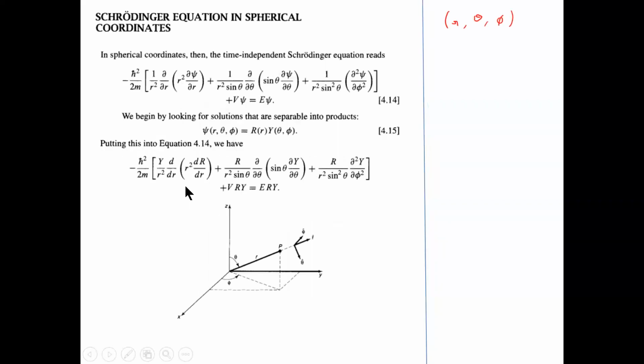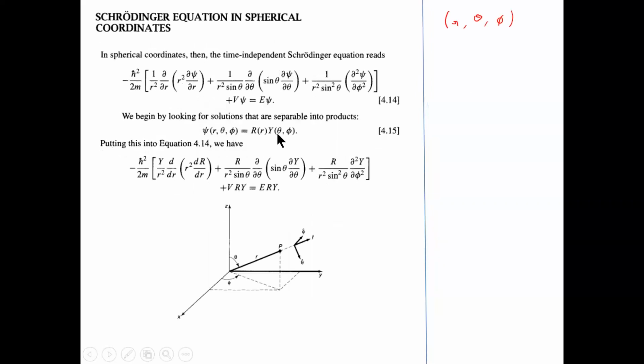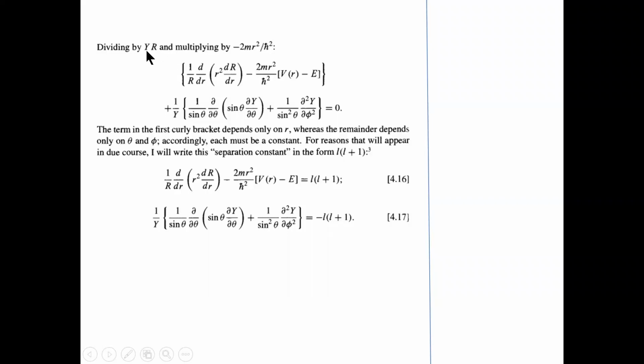Here, in this equation, we divide by Y and R. Y is the angular solution, R is the radial solution. We divide by Y and R and multiply by this factor here. When you do that, we get this equation. Now you can see that the variables have separated. This term contains only the radial part and this term contains the angular part.